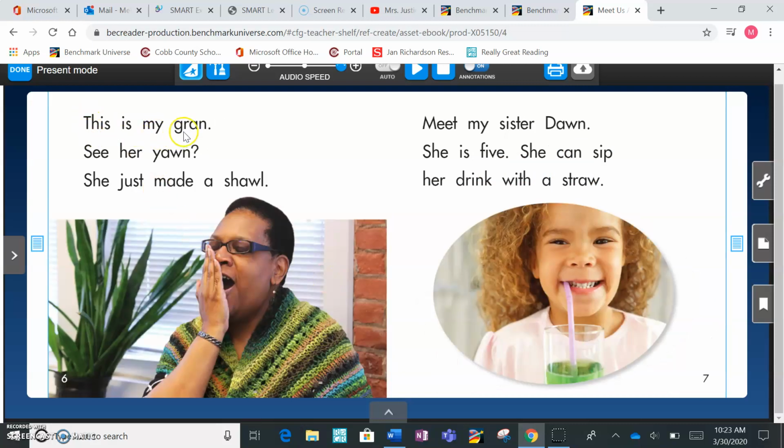This is my Gran. See her yawn? She just made a shawl. Shawl is this sweater part right here she's got over her. Meet my sister Dawn. She is 5. She can sip her drink with a straw.